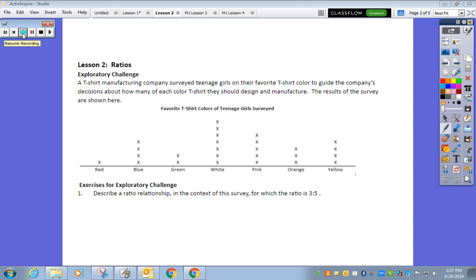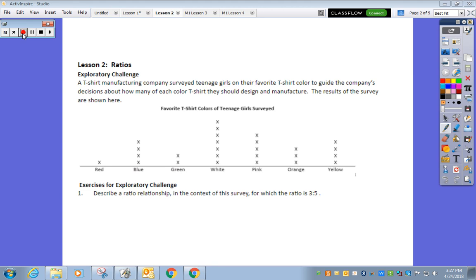In lesson 2, we're continuing on with the idea of ratios, and this one's an exploratory challenge. I'm just going to get you set up, and then you would be going on to finish any exercises. In this exploratory challenge, it says a t-shirt manufacturing company surveyed teenage girls on their favorite t-shirt color to guide the company's decisions about how many of each color t-shirt they should design and manufacture. The results of the survey are shown here.